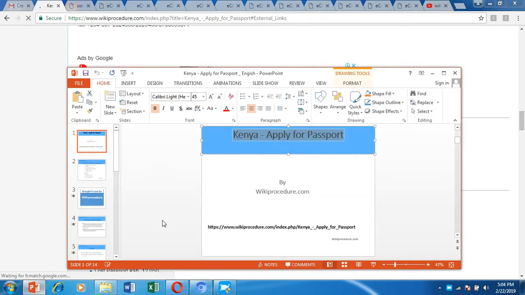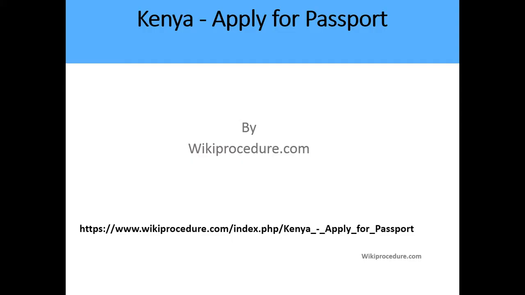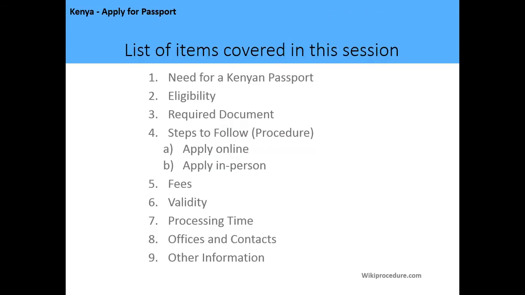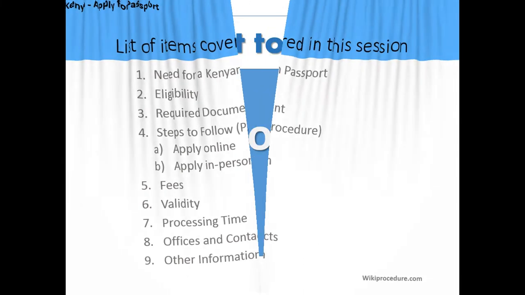So we are going to visit all this, and we'll have an in-depth look at how you can go about making your application. The list of items that we're going to cover in this session include the need for a Kenyan passport, the eligibility, the required documents, steps to follow while making the application, fees, validity period, processing time, offices and contacts, and other relevant information.